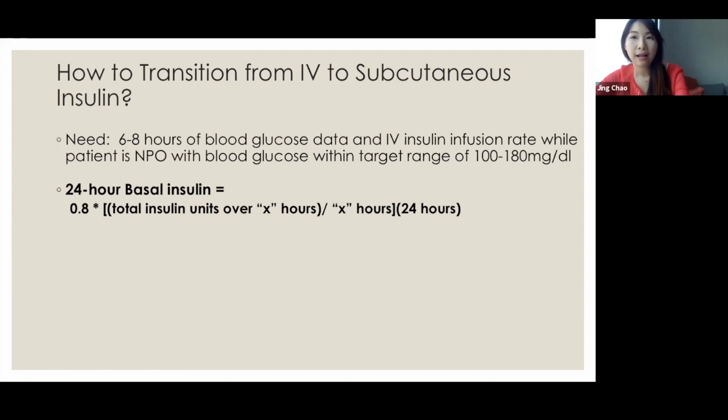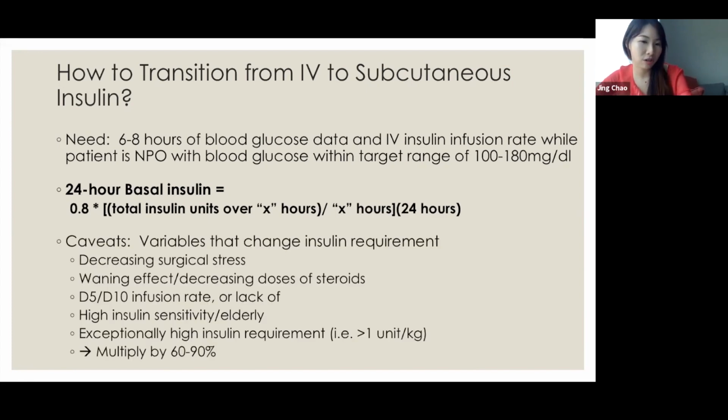Okay, so if patients are getting D5 at 100 cc an hour, that is the standard 20% reduction or the multiplying by 0.8. So anything equivalent to D5 at 100 cc per hour, for example, D10 at 50 cc an hour. Okay, so anything like that, 20% dose reduction. You need to consider additional factors that can change your decision about how much basal insulin to give. So, for example, if patient definitely is having decreased surgical stress because he or she is further away from the surgical date, then you probably want to take a greater reduction.